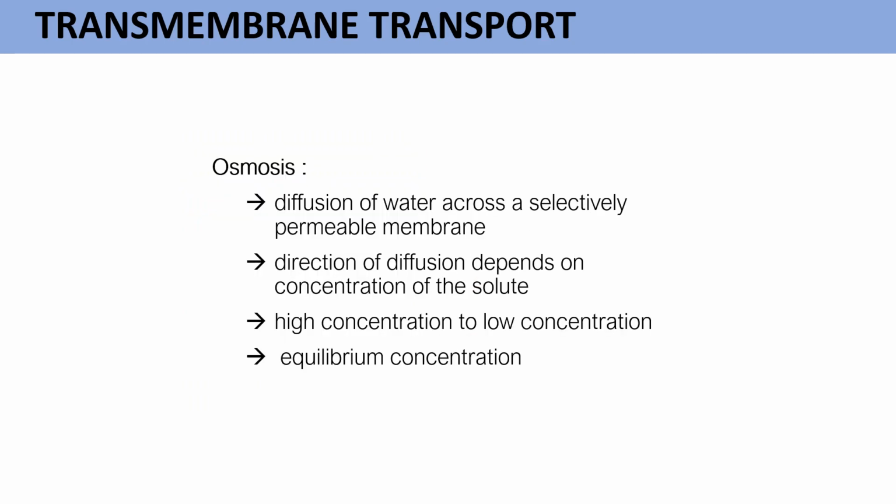Osmosis is the diffusion of water across a selectively permeable membrane. The direction of diffusion depends on the concentration of the solute, from high concentration to low concentration, until it reaches equilibrium concentration.